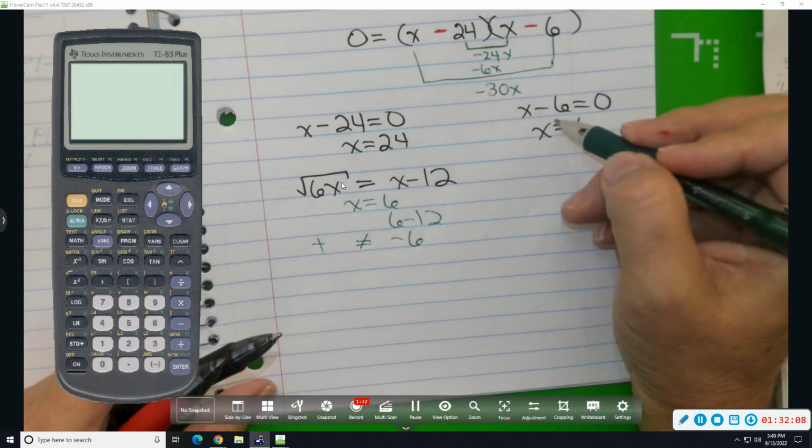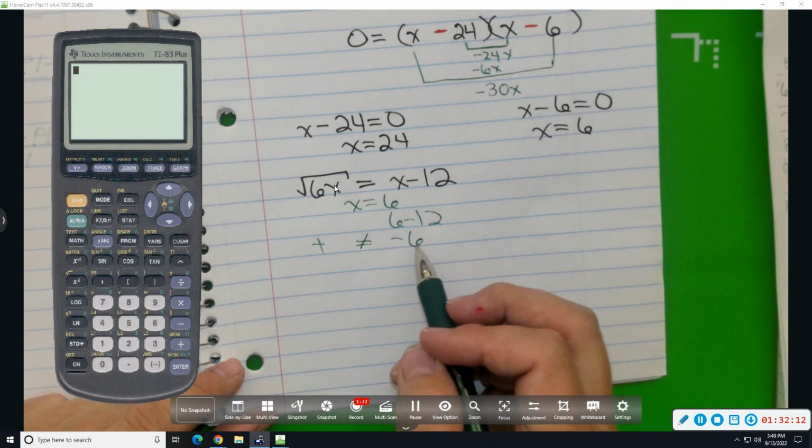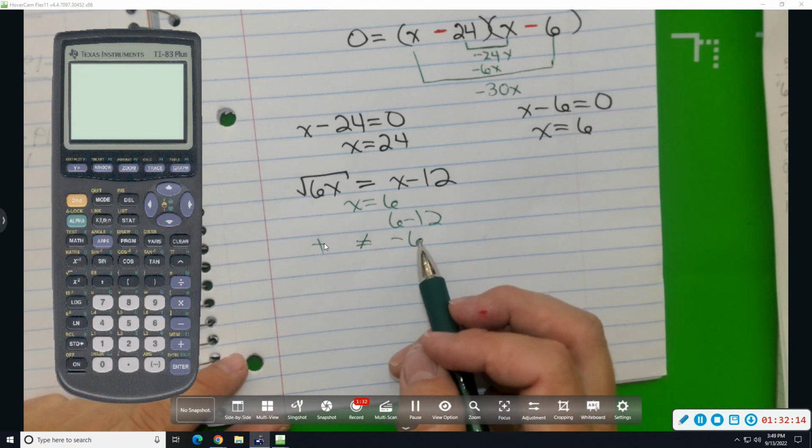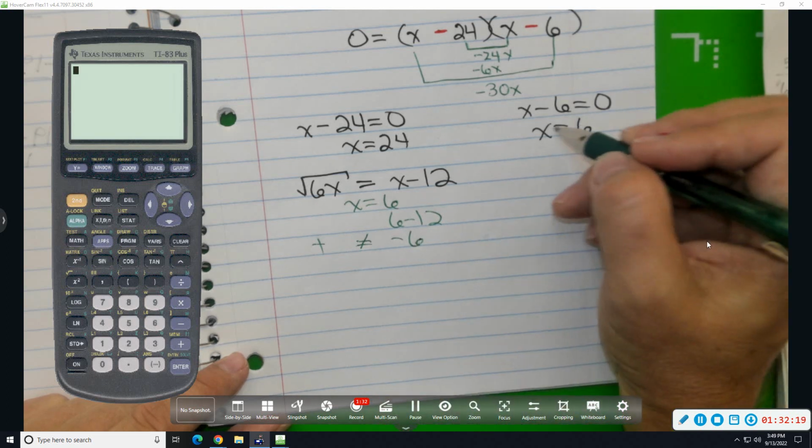So plug in a 6, you would get a 36 under that square root, and the square root of 36 is a positive 6. Not a negative. Not a negative 6. So mark out that 6.